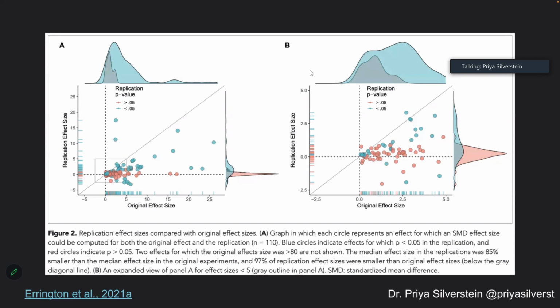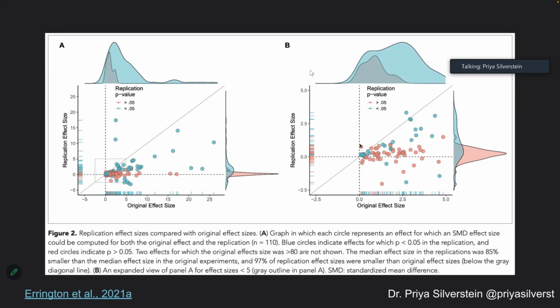Okay, so I'm just going to explain this graph because there's a lot going on. This is a graph comparing the original effect size within the original studies and the replication effect size. So it's important first to differentiate between the blue and the pink circles. The blue circles are where in the replication there was a significant result in the same direction as the original study, whereas the pink dots are where they found a null result in the replication.